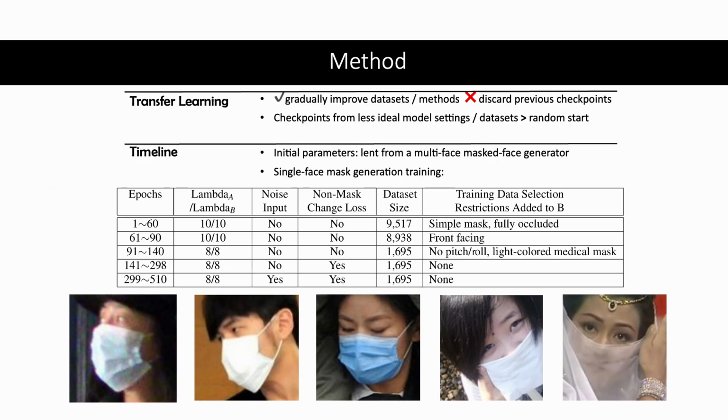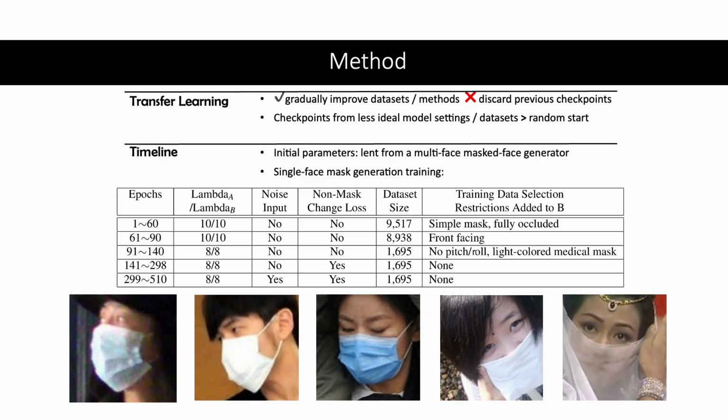The last method we integrated into our experiment is transfer learning. We have gradually improved the data sets and methods along the way, but we didn't discard previous checkpoints. We believe that checkpoints from less ideal model settings or data sets are at least better than a random start. For a glance of our training timeline, our initial parameters were learned from a multi-phase generation task using the same model, which is something outside the scope of our paper.